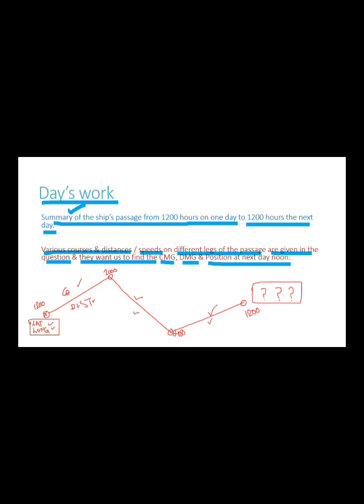Very good, beta. So the first method which comes to our mind is that we have this 1200 hours position. If we apply this course and distance, we know how to apply it using plane and parallel sailing, then we will get the 2000 hours position. And if we apply the second course and distance too, the 0400 position will come. And if we apply the third course and distance, we will get the 1200 hours position. So this is the method which comes to our mind.